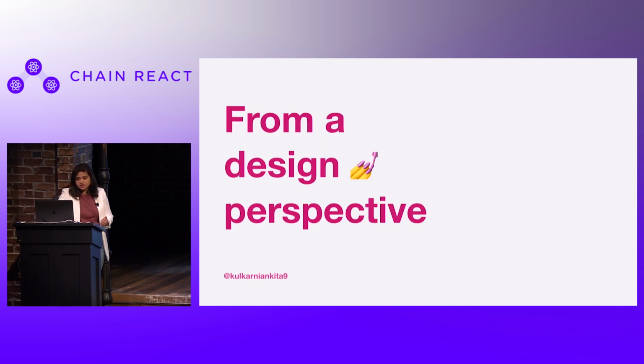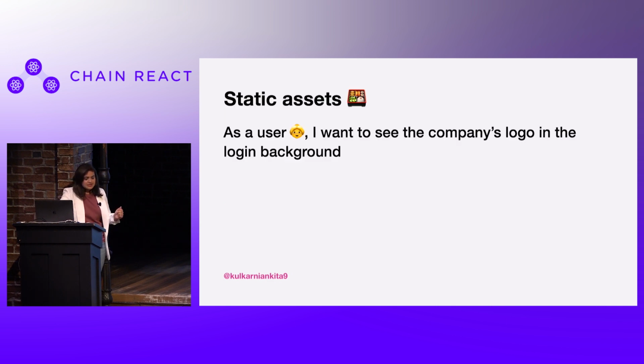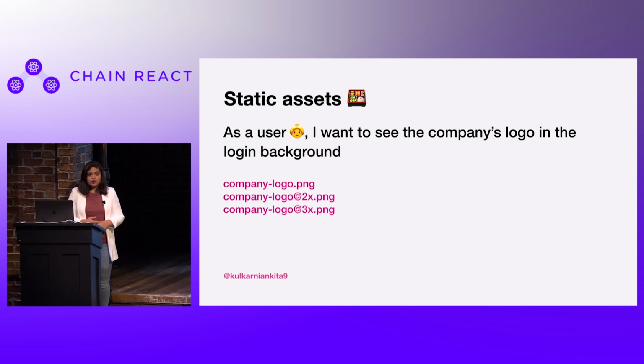From a design perspective, static assets. So for a story like, as a user, I want to see the company's logo in the login background. Obviously, you'll see a lot of these common stories in your backlog, I'm sure. The typical way is essentially providing three assets. Company logo at 2x will most likely be used on an iPhone 7. Company logo 3x will be used on an iPhone 7 Plus or an XS. And if there's no image matching the screen density, then the closest best option will be selected. The beauty of this is React Native does that for us, right?